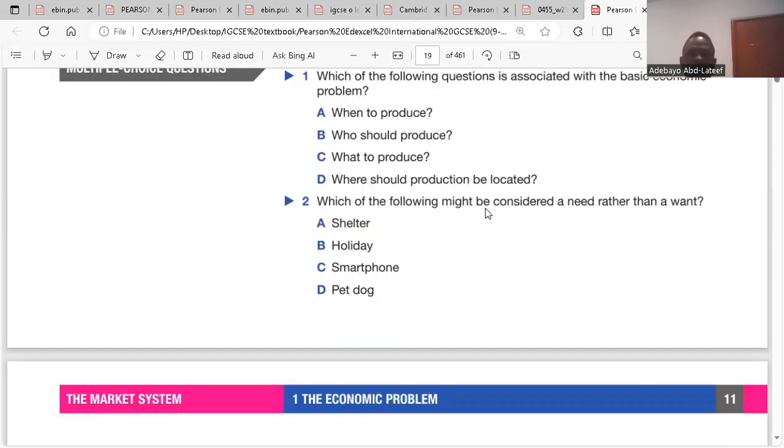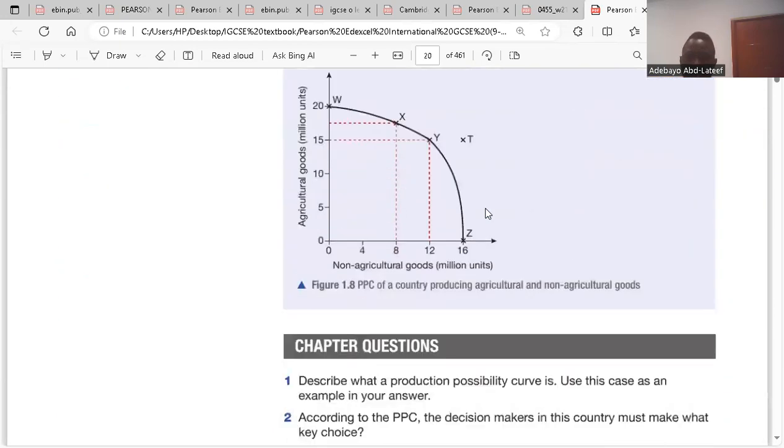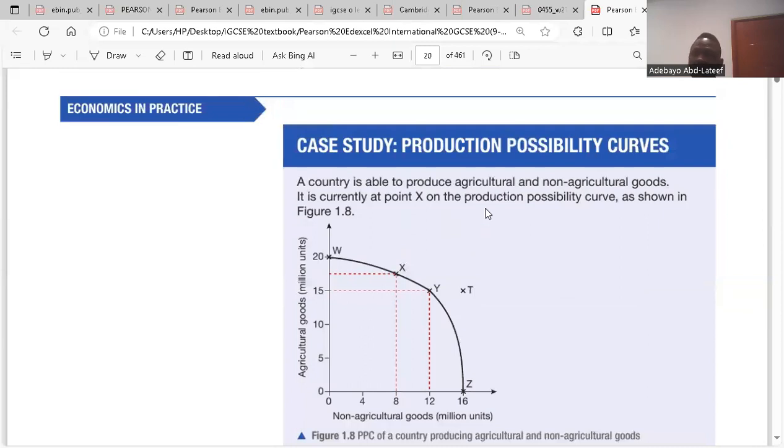Is it clear? Yes. The second question says, which of the following might be considered a need rather than a want? Shelter. Thank you. So that ends the chapter there. Do you want us to do the third case study or it doesn't need? Okay, so that ends chapter 1.